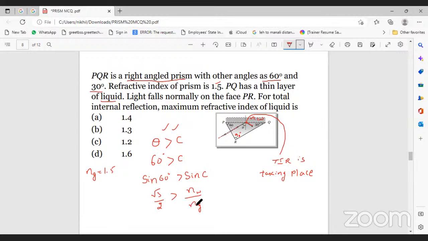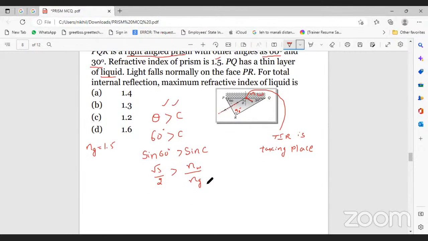Now, can I substitute the NG value? What is NG? NG is 1.5, given. Instead of writing 1.5, shall I write it as 3 by 2? Now you do the cross multiplication. 3 by 2 goes here.